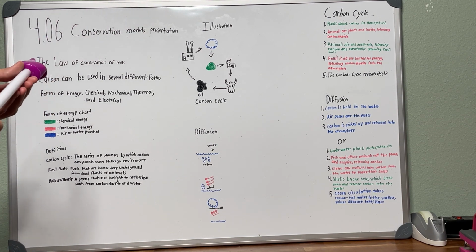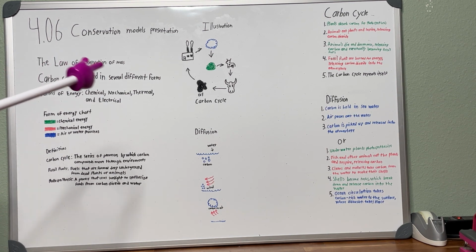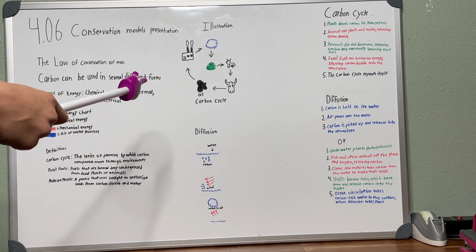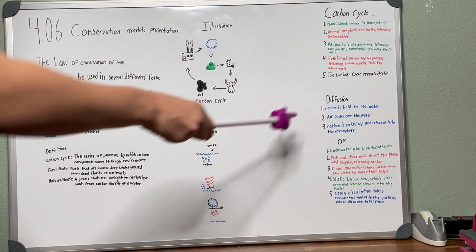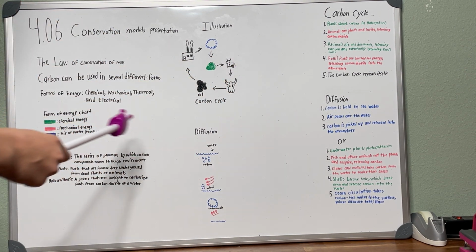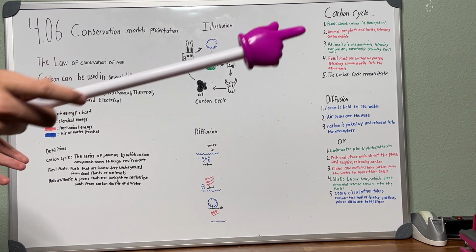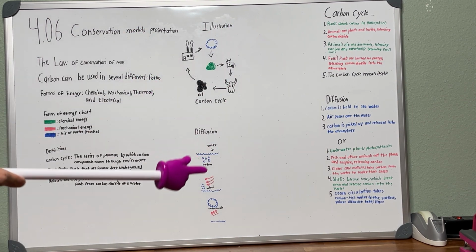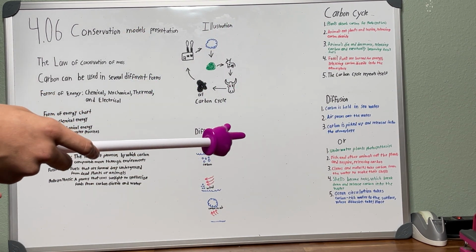Diffusion is the process where carbon is released from seawater. It begins where carbon is held in seawater, which you can tell in that illustration. Air passes over the water, the carbon is picked up and released into the atmosphere.